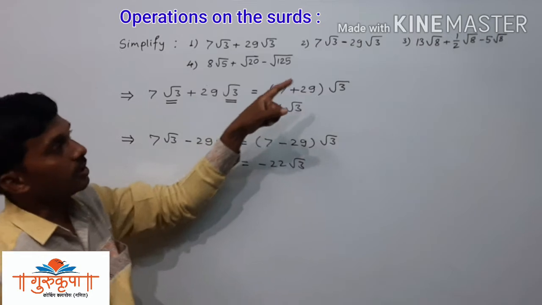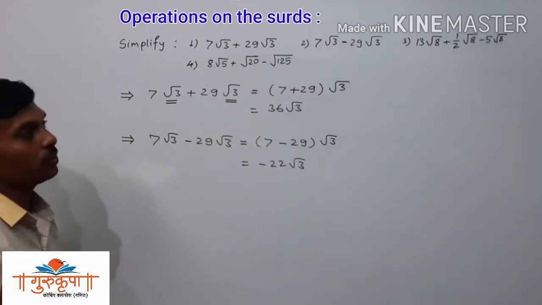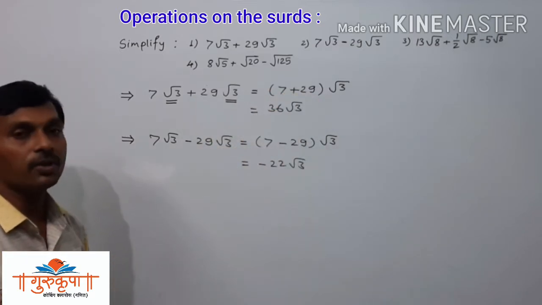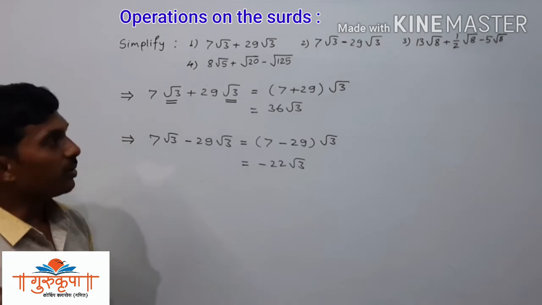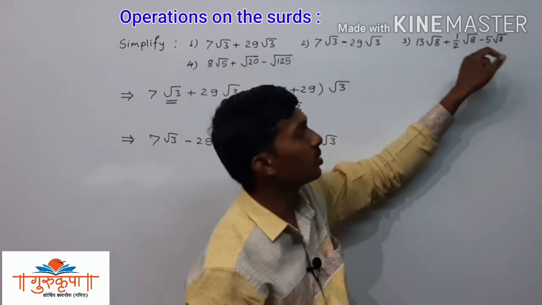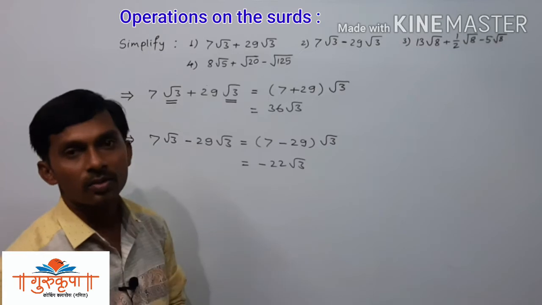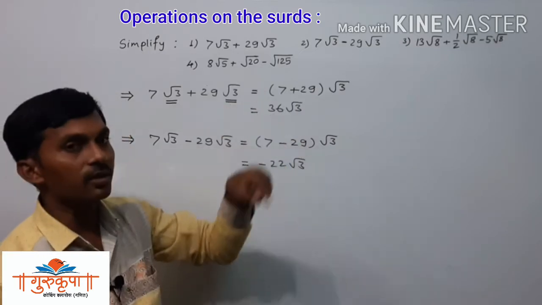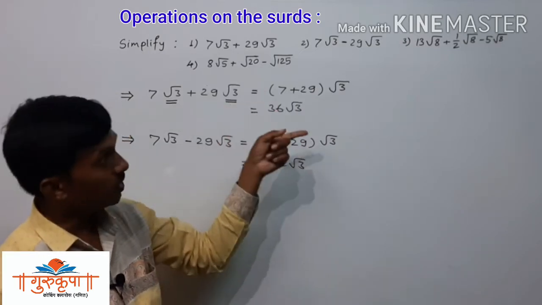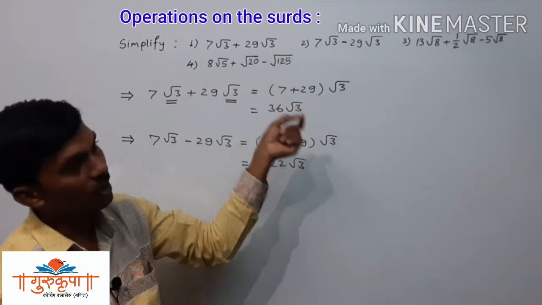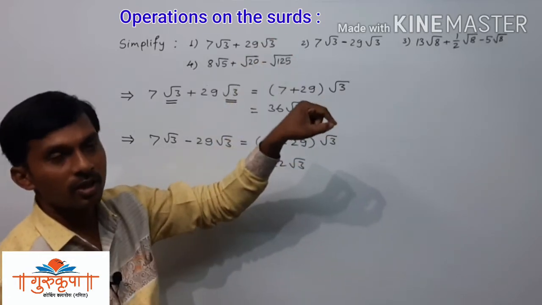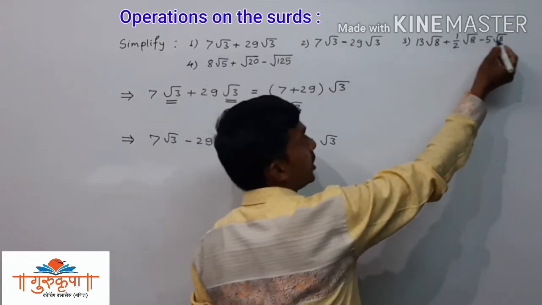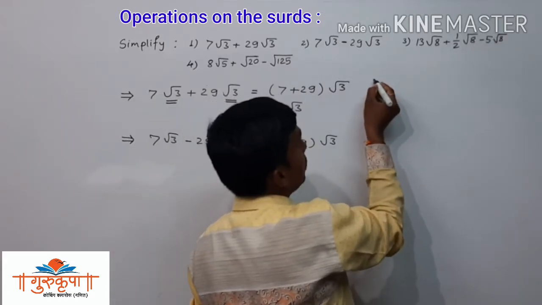That is 13 into root 8 plus 1 upon 2 into root 8 minus 5 into root 8. Everywhere we have root 8. We can simplify root 8 again, but we will simplify it in the last step. Here we have root 8 and root 8, so directly we can take root 8 as common.